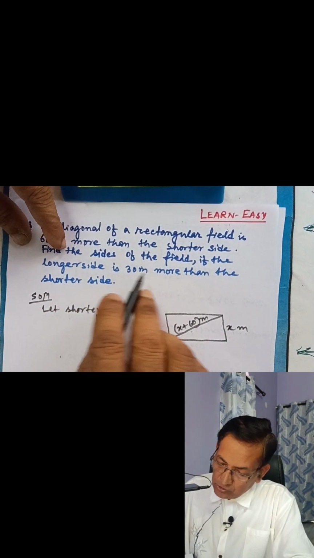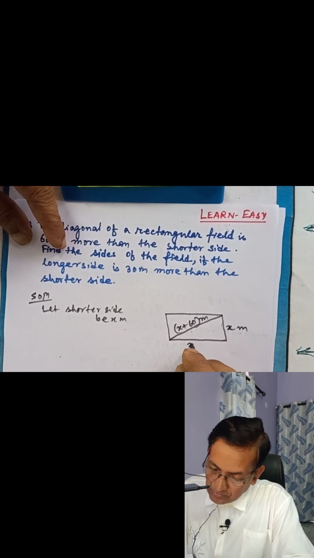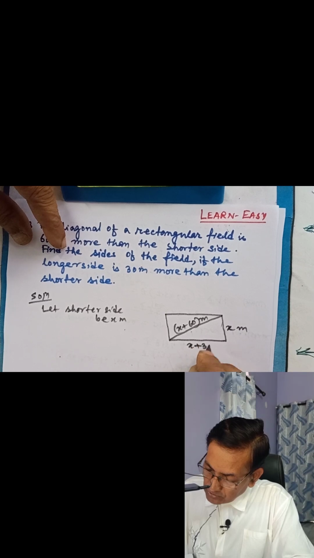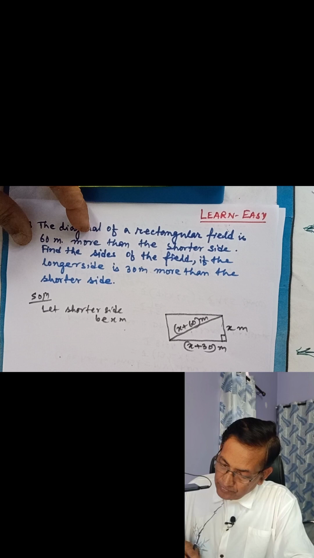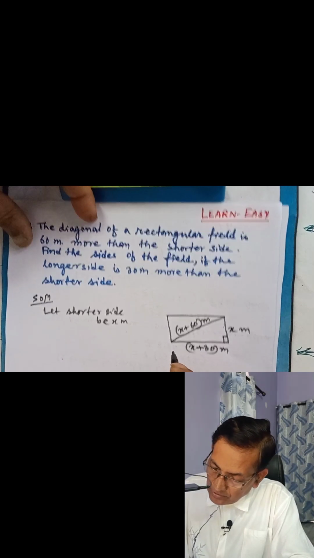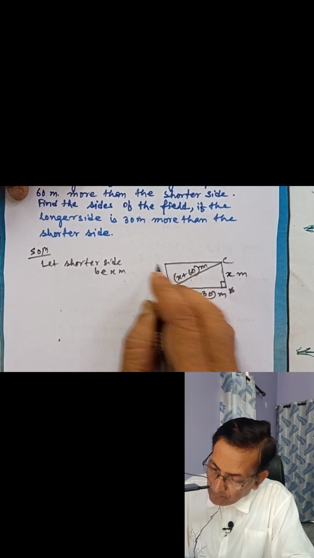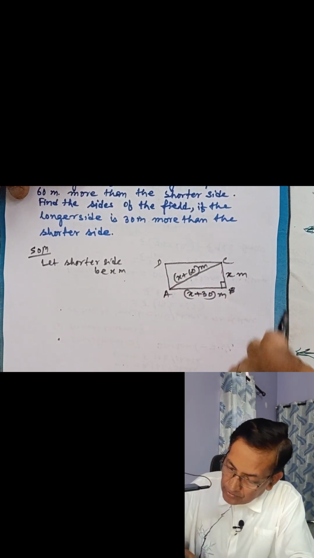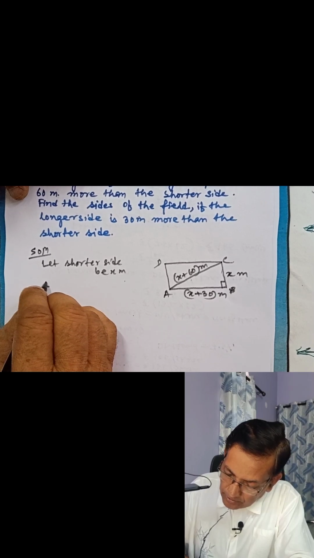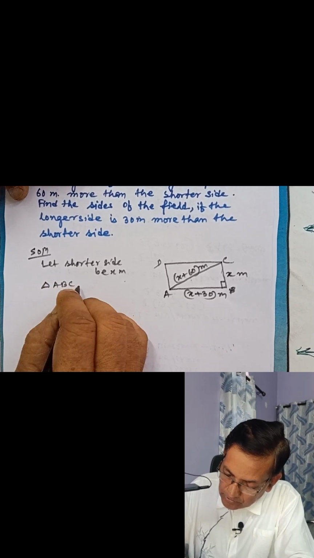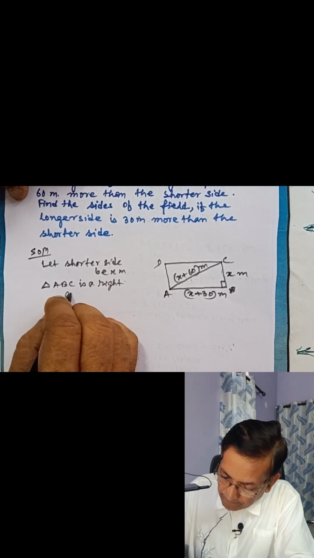The longer side is 30 meters more than the shorter side, that is, the longer side is x plus 30 meters. If we name this, then triangle ABC is a right angle triangle.